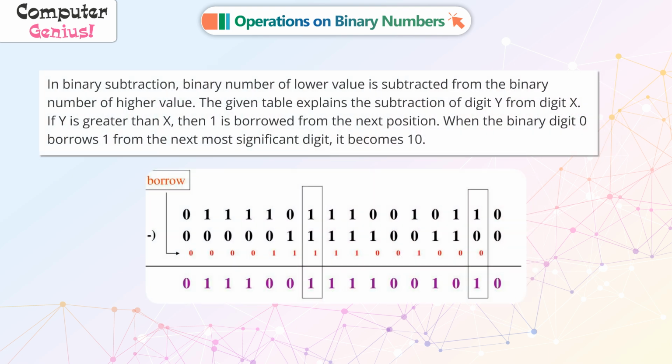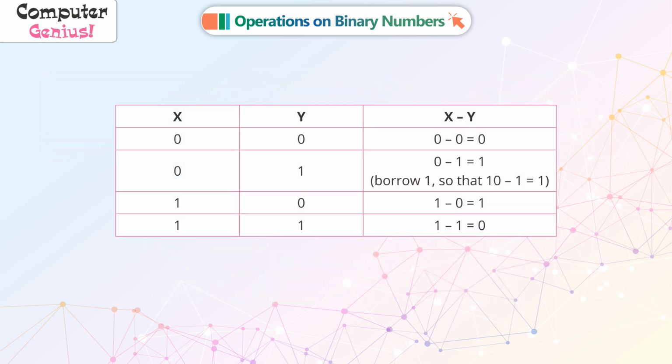Binary subtraction. In binary subtraction, binary number of lower value is subtracted from the binary number of higher value. The given table explains the subtraction of digit y from digit x. If y is greater than x, then 1 is borrowed from the next position. When the binary digit 0 borrows 1 from the next most significant digit, it becomes 10.